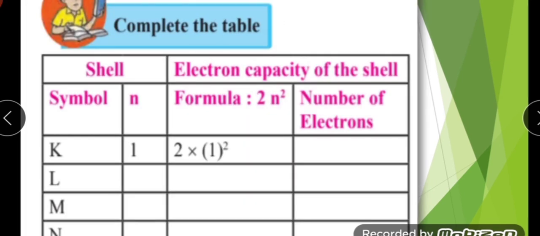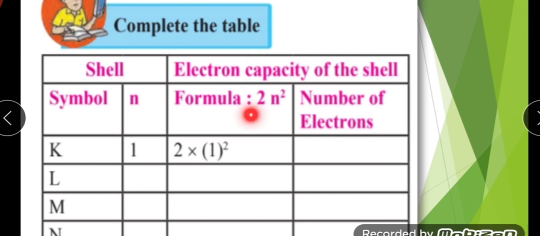Now children, on the basis of that explanation, you are going to fill this table. The columns given in this table are the shell and the electron capacity of the shell. We know that the first is the K shell, then the L, M and N shells. The K shell is in the first position, L is in the second, M is in the third, and N is in the fourth position, and we will substitute this position in the formula.